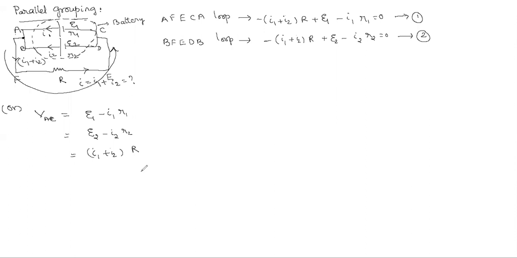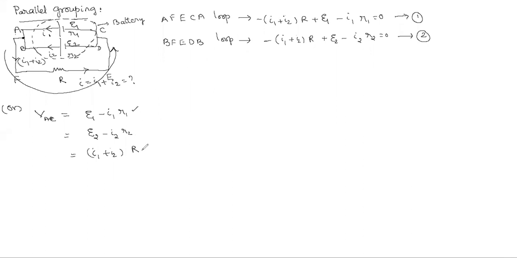Anything wrong? No, sir. Same thing you are getting there. You observe here, E1 minus I1 R1. Take this one to the other hand. What will you get there? Minus of this thing, take to the other hand, plus of (I1 plus I2) into R.